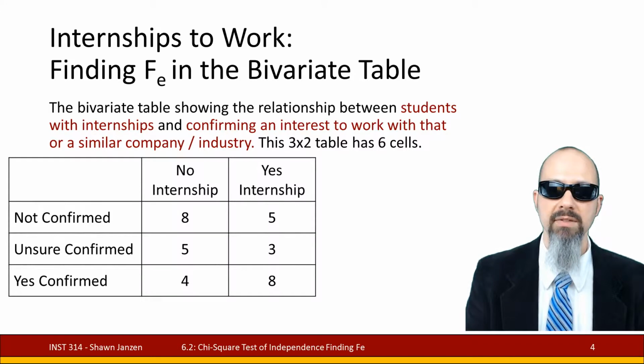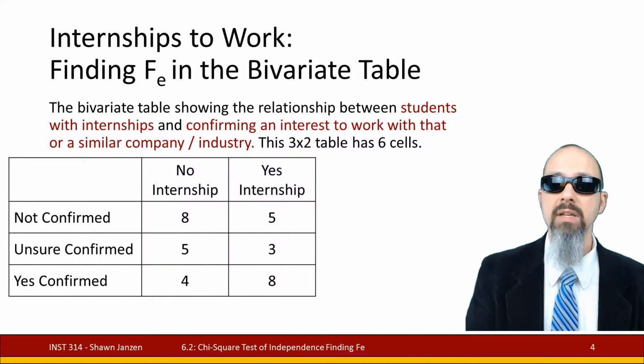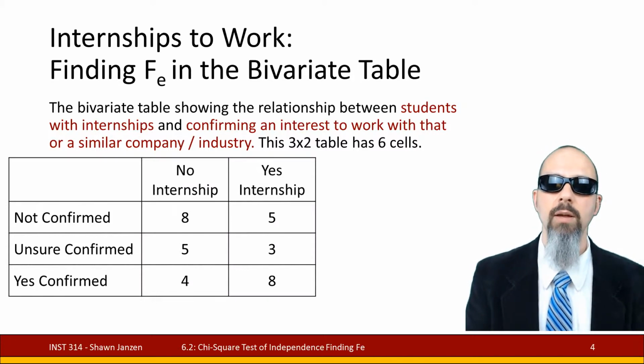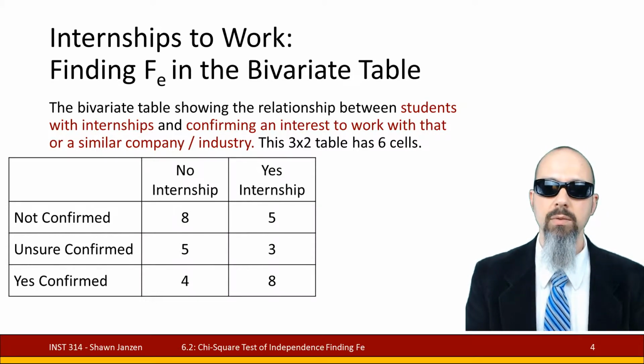with 6 cells. Note in this particular case, our independent variable is the internship. Did they have one or not? And does that have an association with our dependent variable of how well they want to confirm if they want to work in that company or industry?